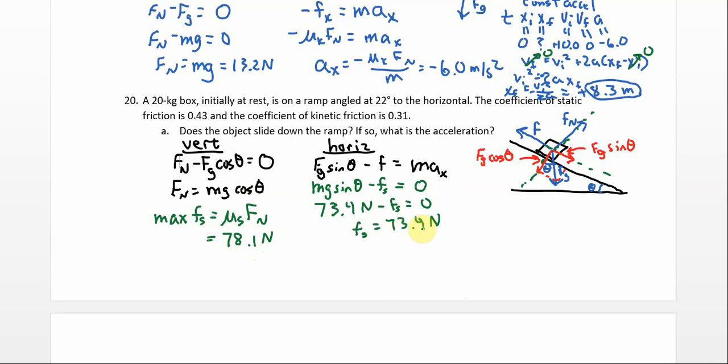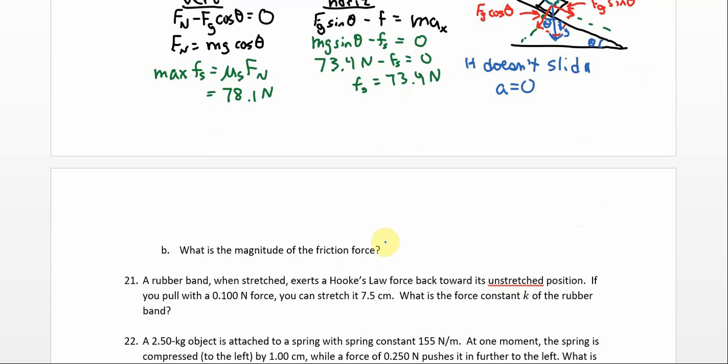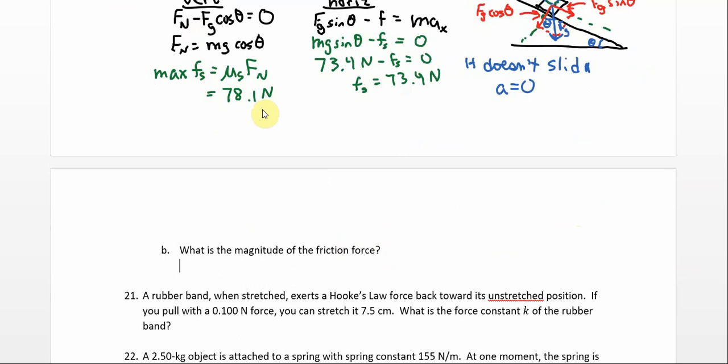So it can be 73.4 newtons. That is less. So everything is a-okay over here. So the answer is, it does not slide. So, I mean, the acceleration is 0 because it's not sliding. And what is the magnitude of the frictional force? Well, we figured out that it's 73.4 because it's static friction. It's not the maximum. That's just what it could have gone up to. But this is what it actually is in this circumstance, 73.4.